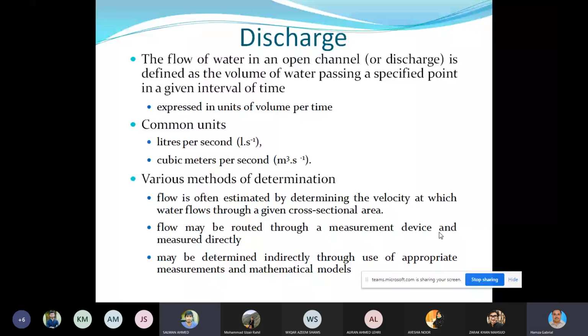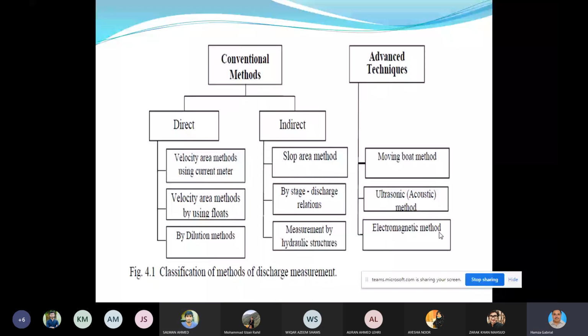So we can classify the methods of discharge measurement into basically two classes: the conventional or traditional methods, and second, the advanced or more sophisticated techniques. In the conventional methods, again we can subclassify into two classes, the direct methods and the indirect conventional methods. Under the direct conventional methods, we can use the velocity area methods, which employ the use of a current meter in order to measure the velocity.